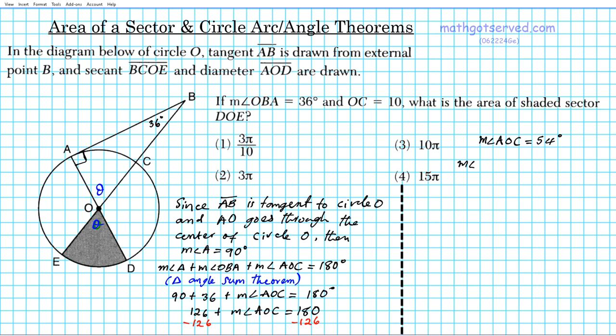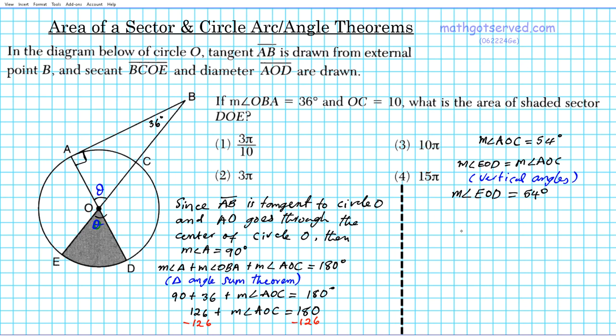Now, as indicated earlier, this theta right here, angle EOD, is equal to angle AOC. So the measure of angle EOD is equal to the measure of angle AOC. You remember the reason why these two angles are congruent? They are vertical angles. So we know the measure of angle EOD is also going to be 54 degrees.